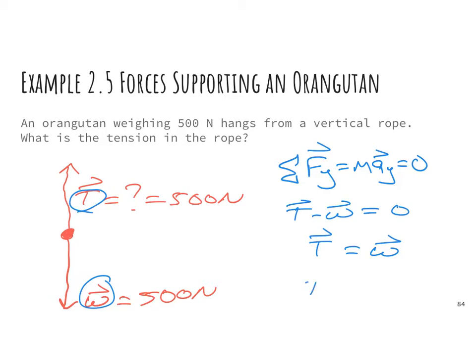And I can say that therefore the tension is equal and opposite to the weight. The tension is 500 newtons, so the weight must also be 500 newtons. I'm sorry, the weight is 500 newtons, so the tension must also be 500 newtons.